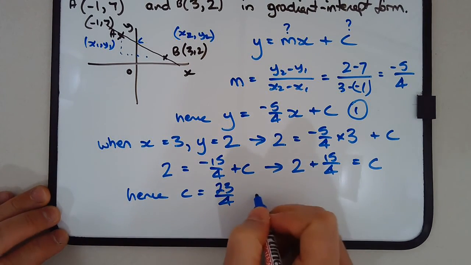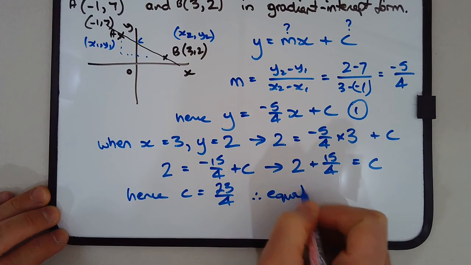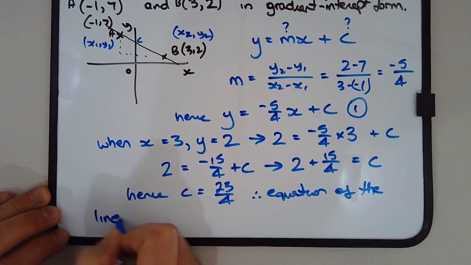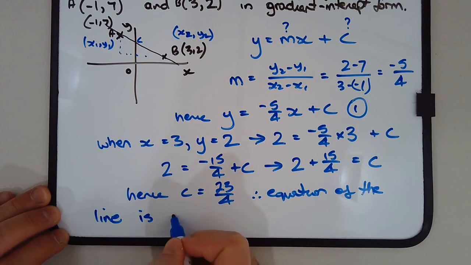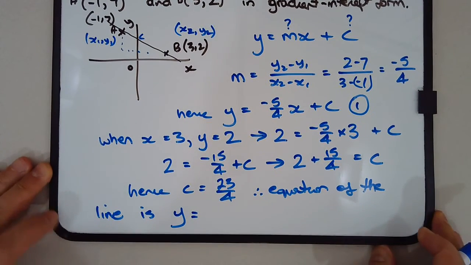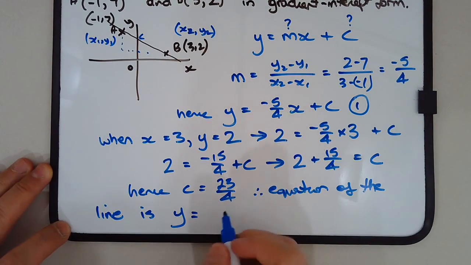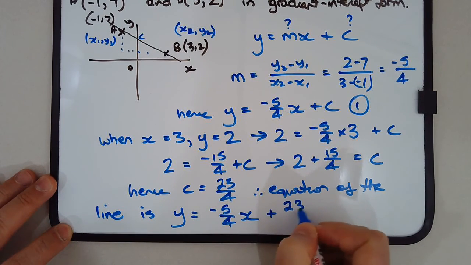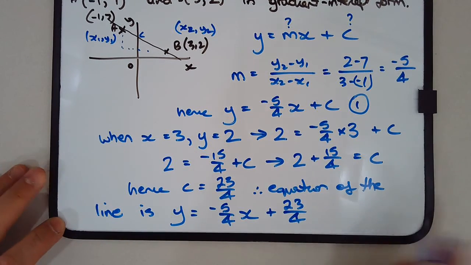Therefore the equation of the line is y equals, now we've got the gradient already, so negative 5 over 4 x, and we now have our plus c, plus 23 over 4. This is our final answer.